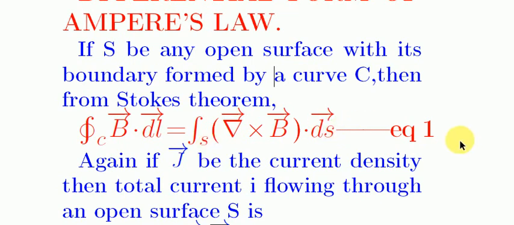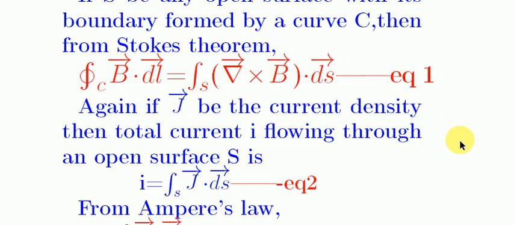So this is equation 1, and next we see, if J be the current density, then the total current I flowing through an open surface S is I equal to open surface integral J dot ds. This is equation 2. This is the relation between current density and current through the open surface S.